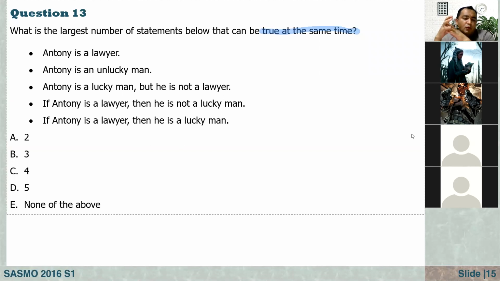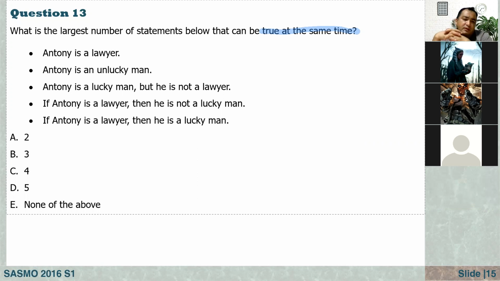It says, what is the largest number of statements below that can be true at the same time, right? So largest number means maximum. How many statements can be true at the same time? So it says maximum, not minimum. Anthony is a lawyer. And Anthony is an unlucky man. Number one, actually, Ilton, what do you think? The first two statements, can they be true at the same time?